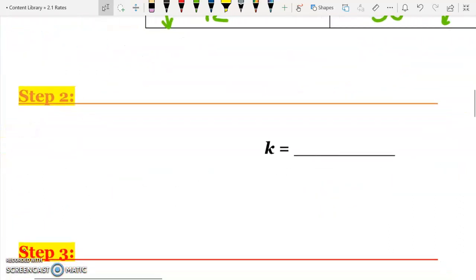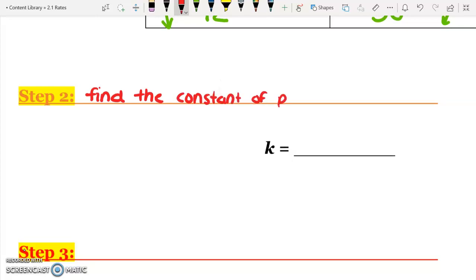All right, let's look at step 2. Step 2 is to now take our table that we just filled out, and we want to find the constant of proportionality, right? Which is what we've been practicing the last few days. The only difference is before they gave us the table filled out, today we have to work on filling it out ourselves. But finding the constant of proportionality is the same method, right?